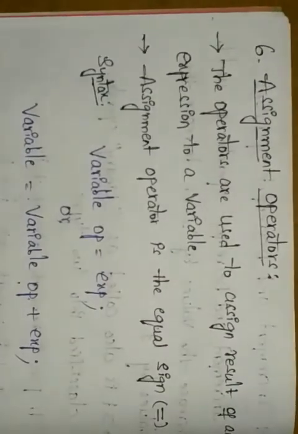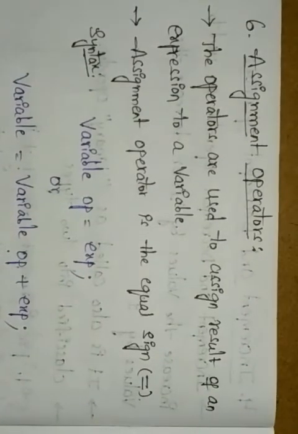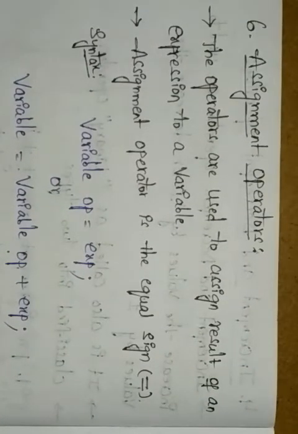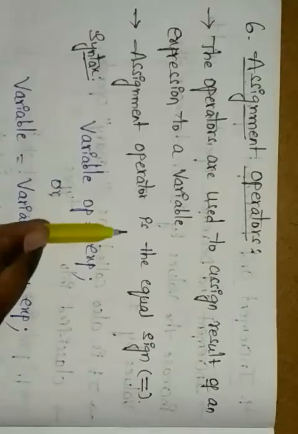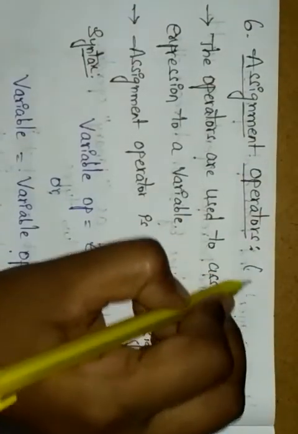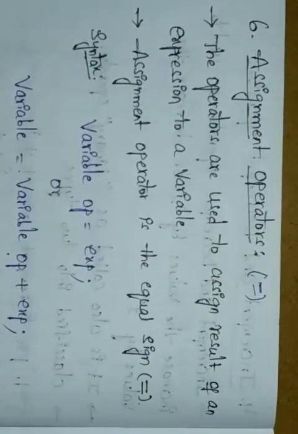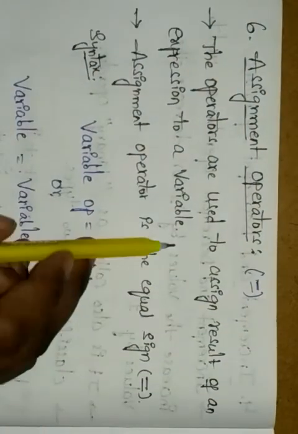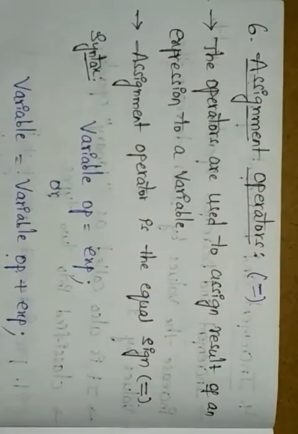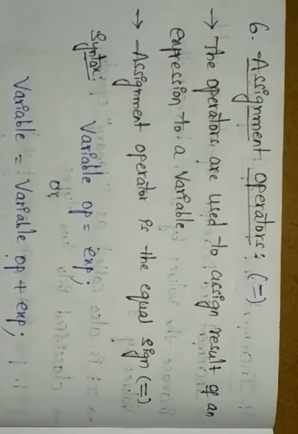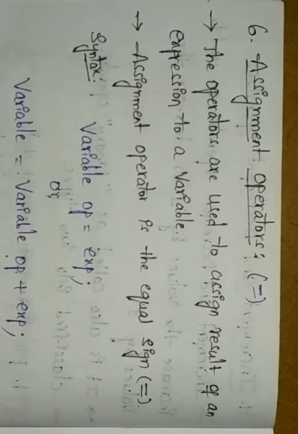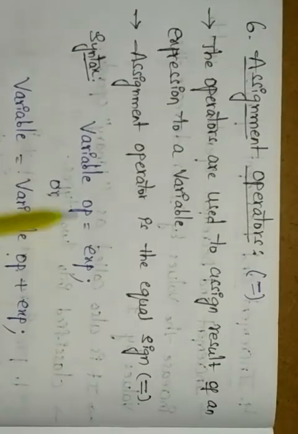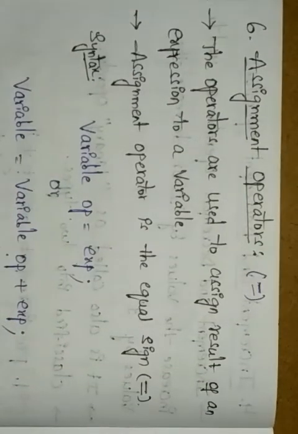And next we have the sixth one, that is the assignment operators. Assignment means this equal to symbol. The assignment operator is the equal sign. These operators are used to assign the results of an expression to a variable. We are assigning the values to the variable. So here you can see: variable, operator, equal to, expression.